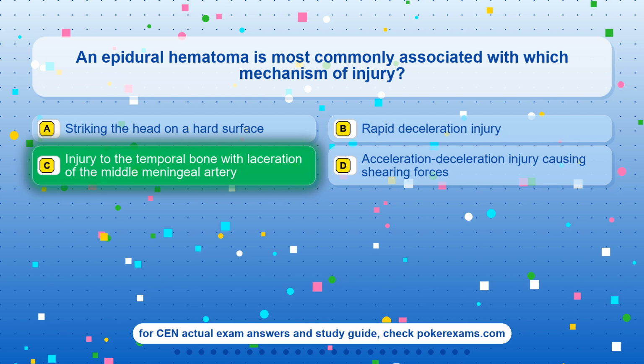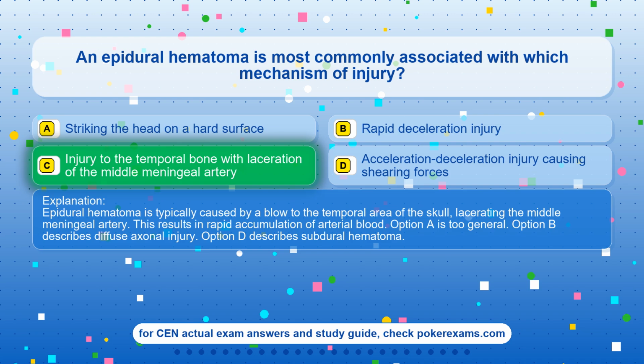The correct answer is option C, injury to the temporal bone with laceration of the middle meningeal artery. Epidural hematoma is typically caused by a blow to the temporal area of the skull, lacerating the middle meningeal artery. This results in rapid accumulation of arterial blood. Option A is too general. Option B describes diffuse axonal injury. Option D describes subdural hematoma.